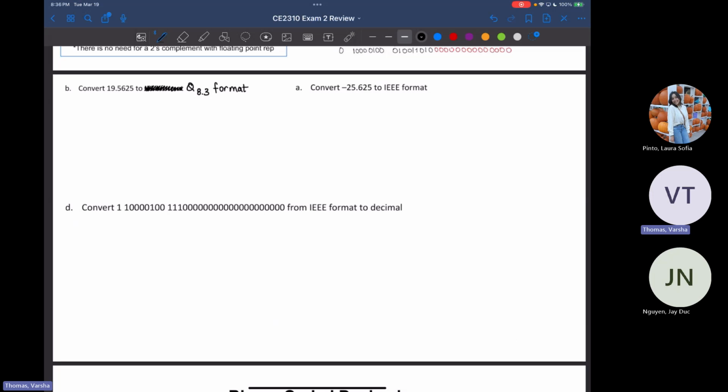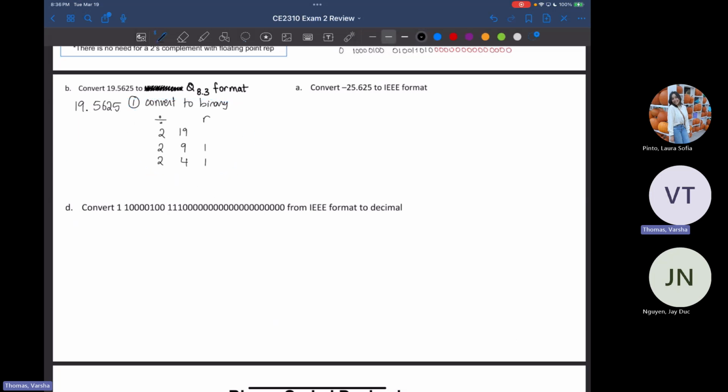So the first one is going to be converting this decimal value to Q8.3 format. So in terms of steps, let's write this down. 19.5625. First thing we're going to do is convert to binary. So I'm going to do a little division here. So 19 divided by 2 is 9, leaves you a remainder of 1. Well, 9.5. And then 9 divided by 2 leaves you with 4, remainder of 1. Oh no, I'm running out of room.